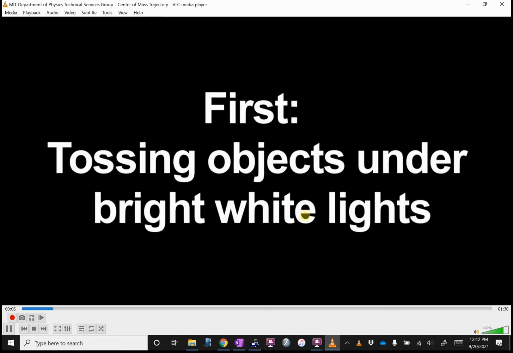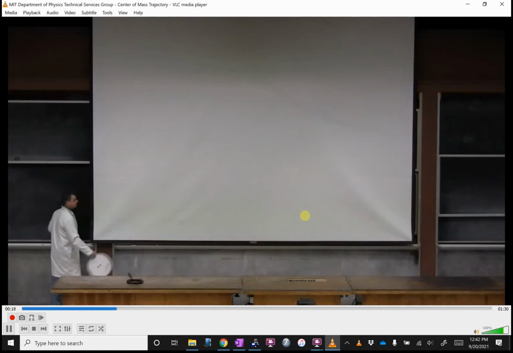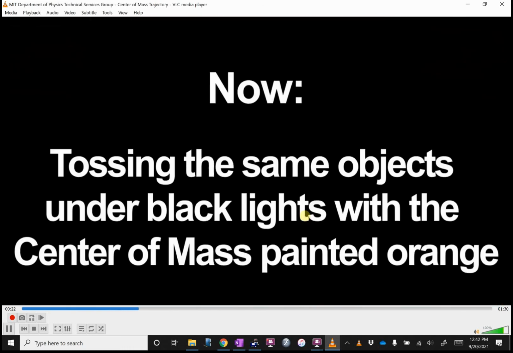So we're going to toss some objects under bright white lights. The first one is a badminton racket. And that does kind of wobble. And that weight on the end of a stick kind of wobbles. That one really wobbles. What I really should say is projectiles don't travel in parabolas. The center of mass of a projectile will follow a parabola.